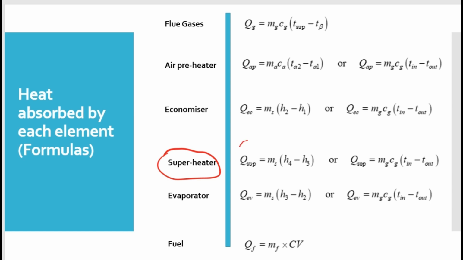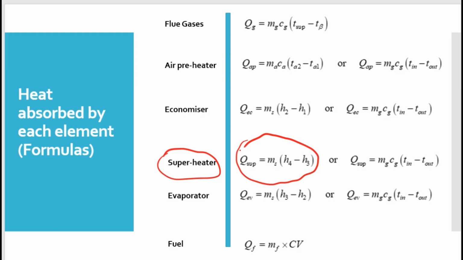The formula to calculate the heat energy that is absorbed by the superheater is QSUP equals to MS (H4 minus H3), where MS is the mass of steam, H4 is the enthalpy of steam, which is the superheated steam. H3 is the enthalpy of wet steam, and wet steam is the steam that is produced by the evaporator.